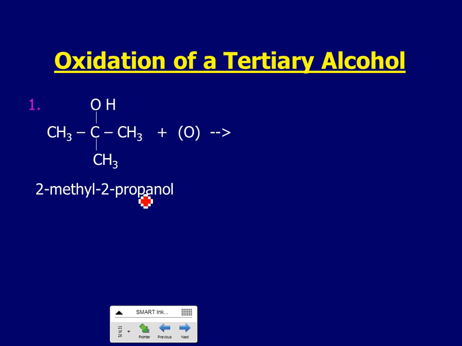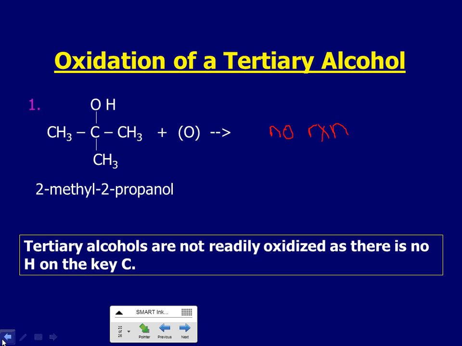Now, remember, in order for the alcohol to be oxidized, I need to take an H from the O, but I also need to take an H from the carbon, the key carbon, so that I can make that double bond. And you'll notice there is no H on the key carbon. It won't pluck off one of these. Therefore, this is no reaction. No reaction of a tertiary alcohol.